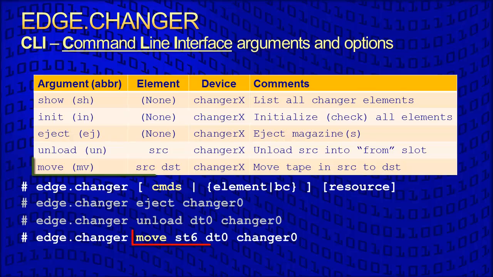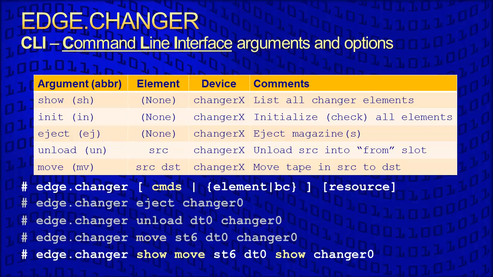In this instance, we're moving from ST6 to DT0 in the changer. Arguments are stackable and read from left to right. For instance, the last command here will, in order, show the current element status, move a tape from slot 6 to tape drive 0, and then show the new element status.